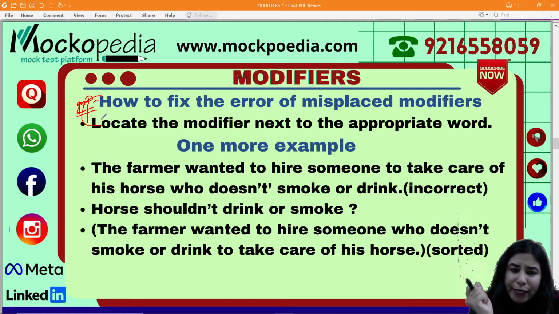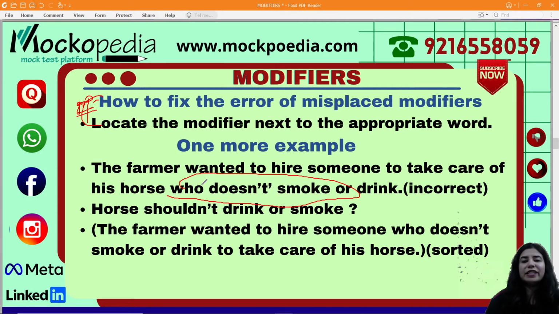Let's take one more example. The farmer wanted to hire someone to take care of his horse who does not smoke or drink. So I will mark the modifier. This is something which I've marked, which is basically the modifier. So if you take a look at this, you'll see the farmer wanted to hire someone to take care of his horse who doesn't smoke or drink.